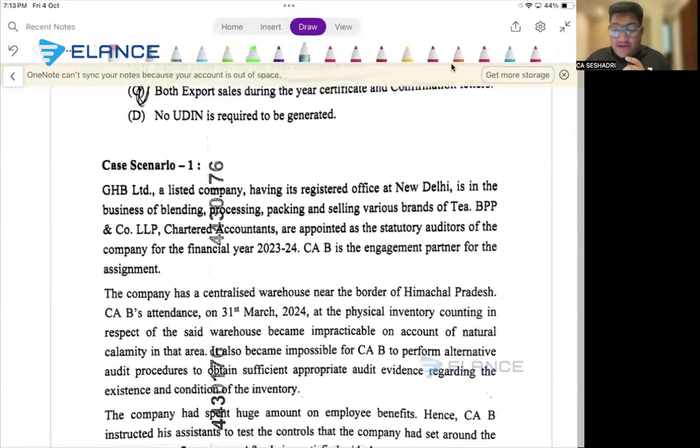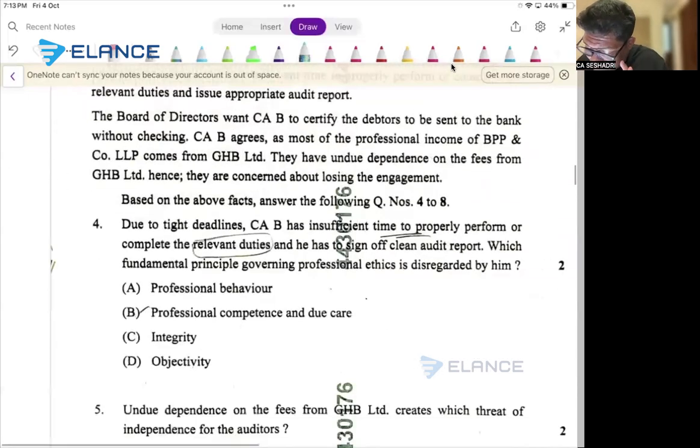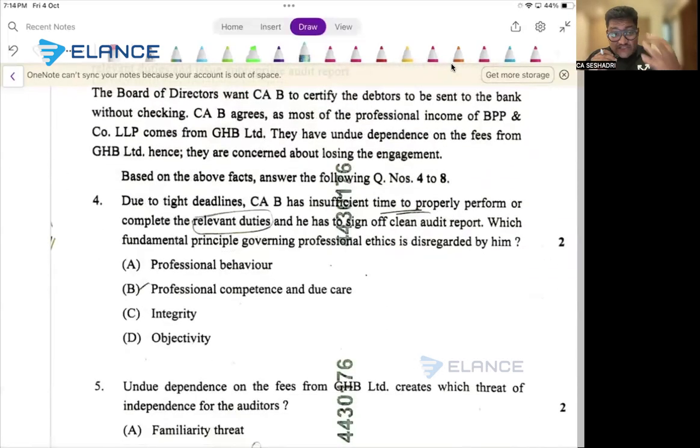Come to case scenario number 1. Again, don't read all these things and waste your time. Directly jump into the question. Which of the fundamental principles governing professional ethics is disregarded? Professional ethics, fundamental principles: integrity, objectivity, professional behavior, professional competence and due care, confidentiality. These are the fundamental principles.